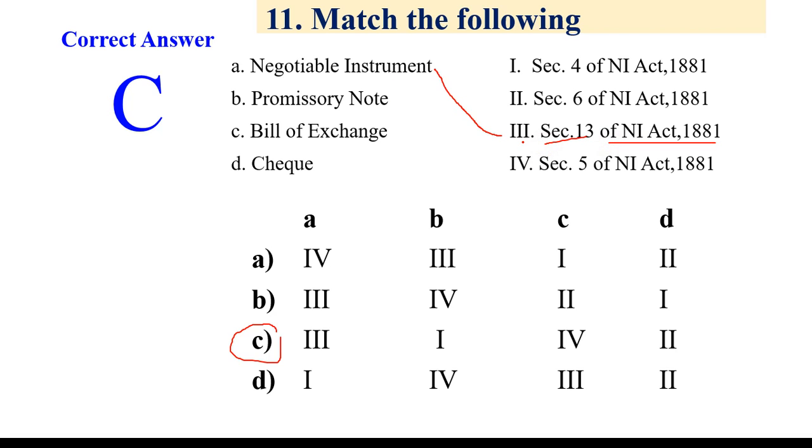Okay. So A is 3, B is 1, that means promissory note. As per section 4, promissory note is defined. Bill of exchange is 4. Section 5 of the Act defines bill of exchange. Check is 2. So check is defined under section 6 of the Act. Okay. So 3, 1, 4 and 2 is the correct answer.